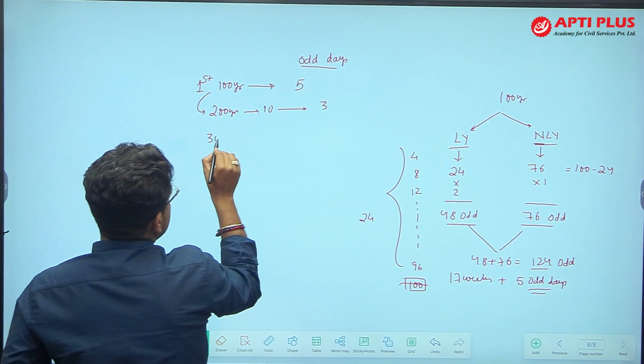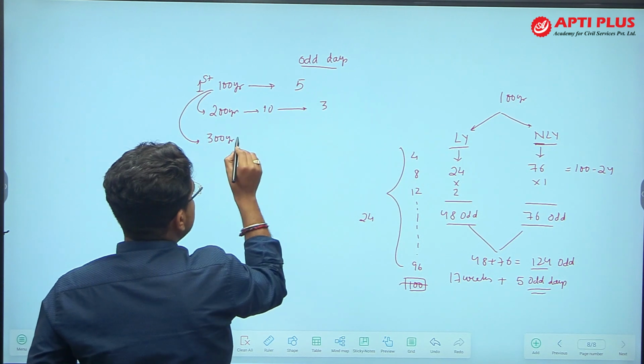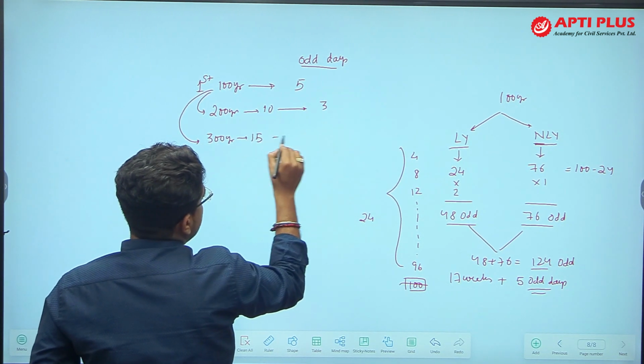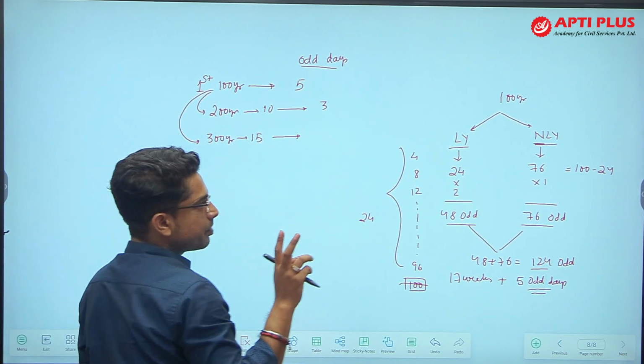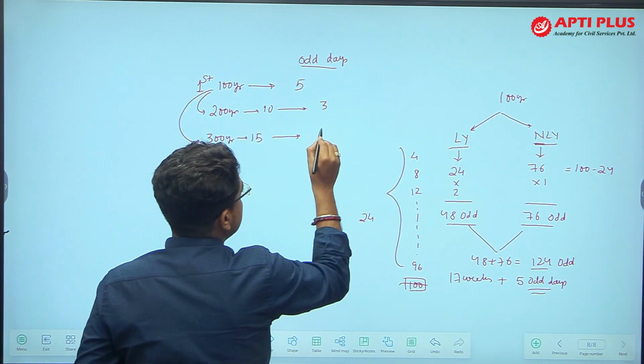Likewise, in 300 years, how many odd days will be there? So, this means this into 3. So, 5 into 3 should have given me 15, but you know 15 days has 2 weeks. So, 1 extra odd day is left, hence we write 1.